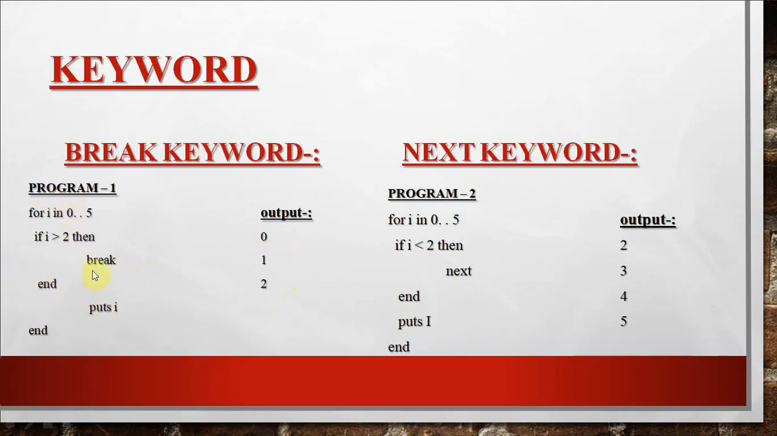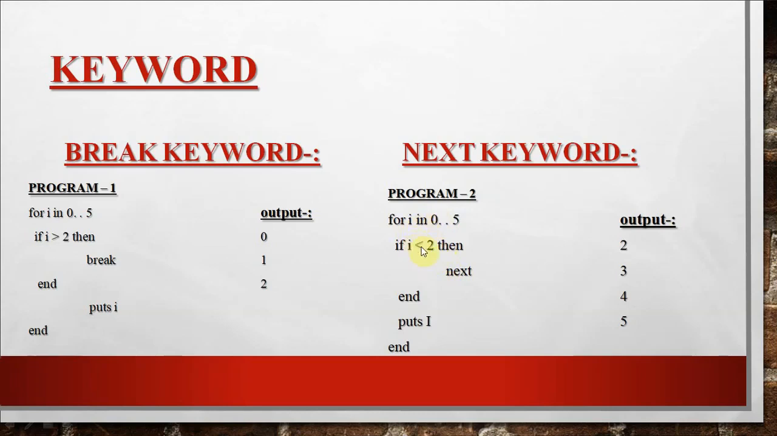But अगले राउंड में जैसे 3 पे पहुंचता है तो 3 is greater than 2, then it will break the loop, लूप को ब्रेक कर देगा और लूप से हम बाहर आ जाएंगे. अब देखिए नेक्स्ट का यूज, this is the break keyword and second one is the next keyword. So here again we are using the for loop from 0 to 5 and here I is less than 2, we have given here condition I is less than 2.